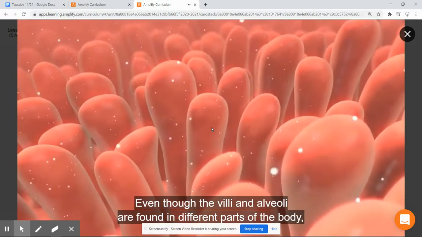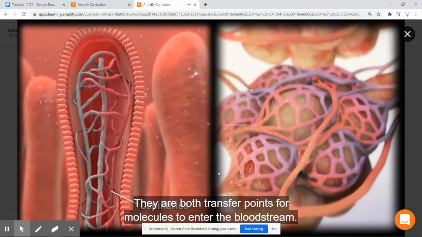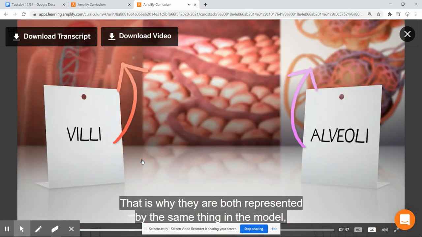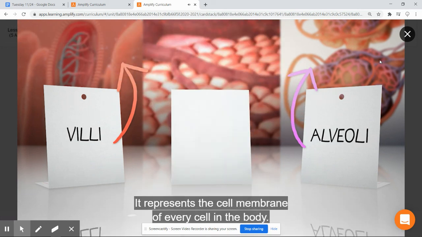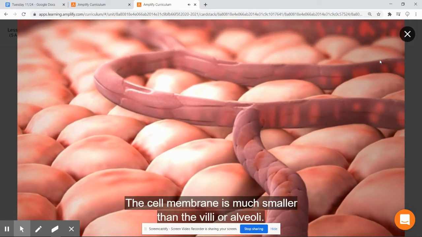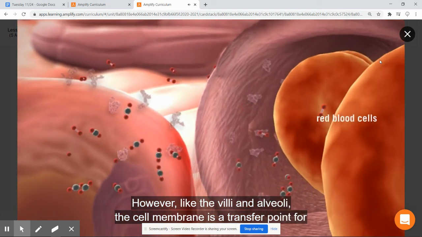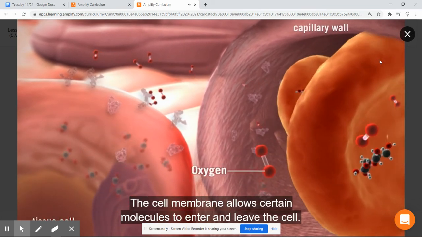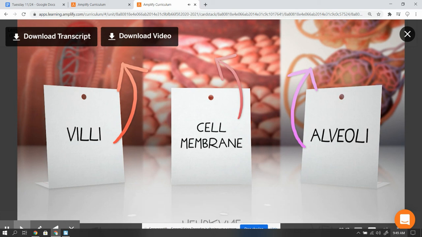Even though the villi and alveoli are found in different parts of the body, they have similar functions. They are both transfer points for molecules to enter the bloodstream. That is why they are both represented by the same thing in the model, an index card with a hole in it. There's one more index card in the model. It represents the cell membrane of every cell in the body. The cell membrane is much smaller than the villi or alveoli. However, like the villi and alveoli, the cell membrane is a transfer point for molecules. The cell membrane allows certain molecules to enter and leave the cell. In your model today, all 3 transfer points are represented by index cards with holes in them.